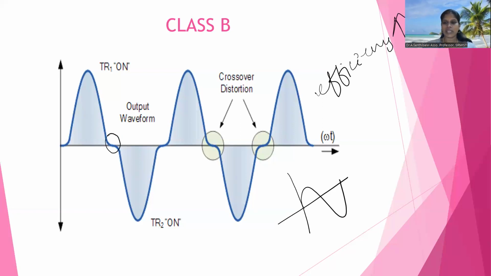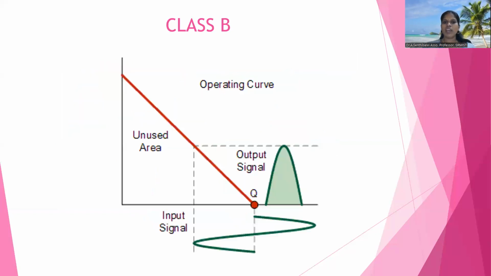Because of the utilization of the two transistors for processing the separate half cycle. So here we are choosing the Q point at the cutoff region. It is a single transistor working, so for a single transistor, we are choosing the Q point at the cutoff region. It processes only the positive half cycle.